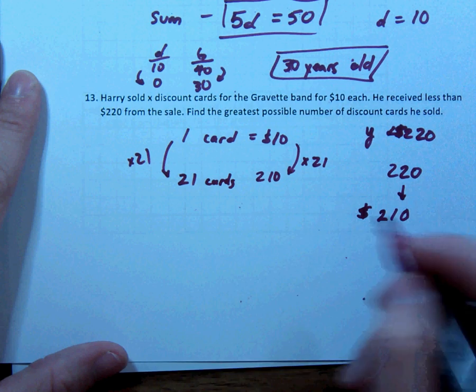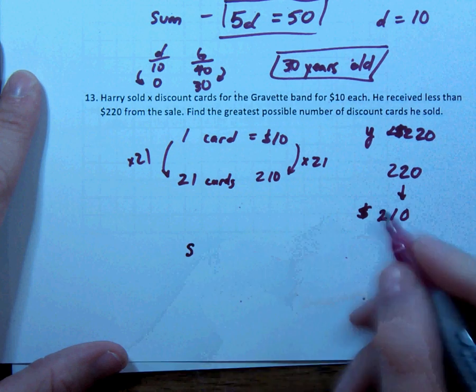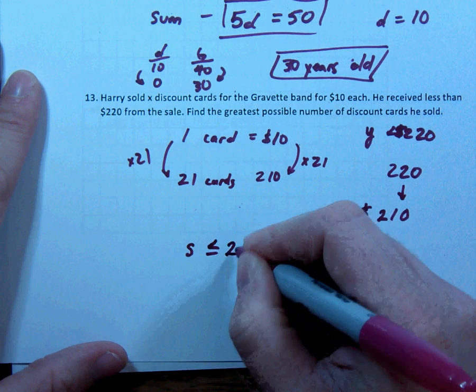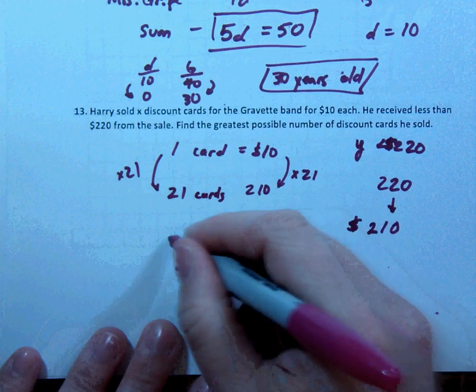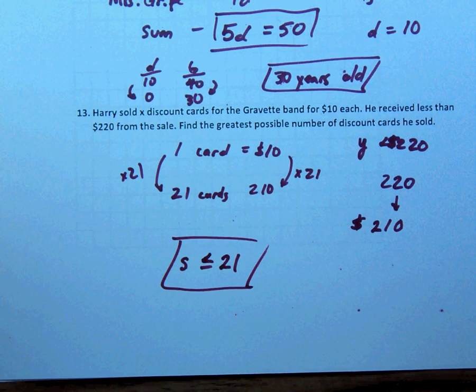If we want to write an inequality, we would say S is the number of cards sold, which must be less than or equal to 21. All right. And I'm going to stop there.